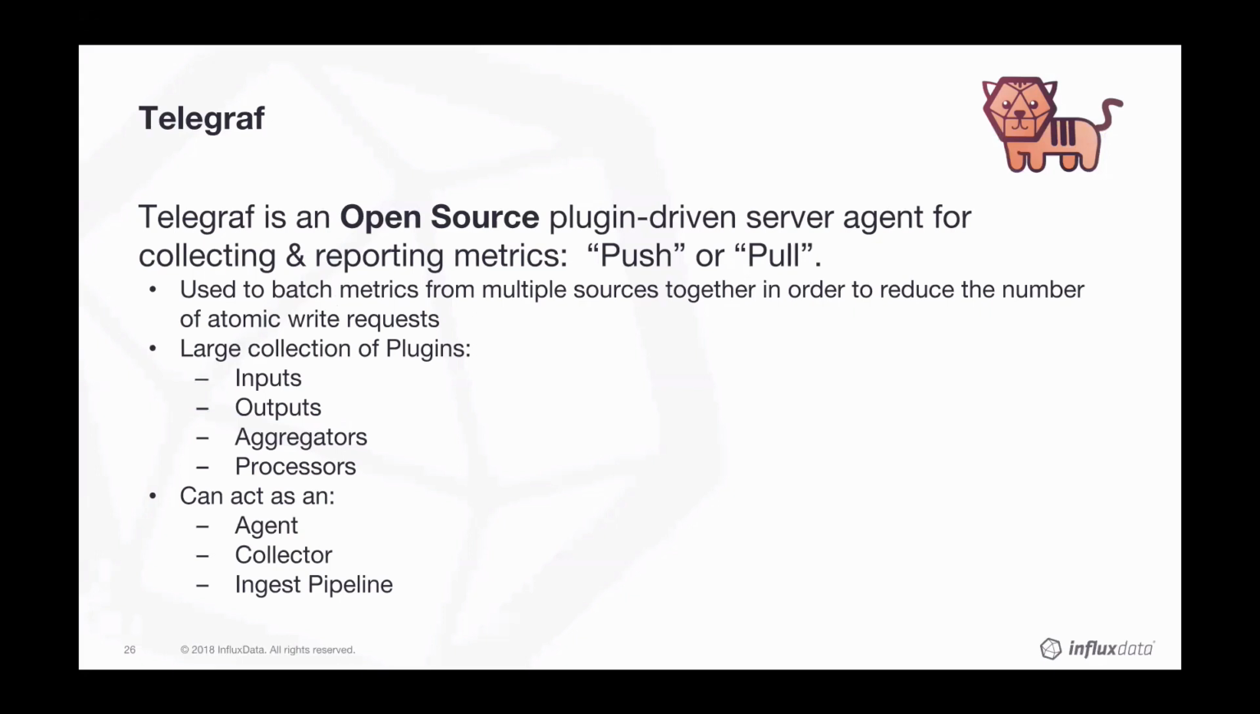There's a large collection of plugins. They span not only input and output plugins, but you can also find aggregators and processors. And in this way, Telegraf acts not only as an agent or a collector, but also as an ingest pipeline. I really recommend also checking out their trainings on how to write your own Telegraf plugin. I think it's a pretty easy way to contribute and also practice with Go and write something that could be really useful for people.